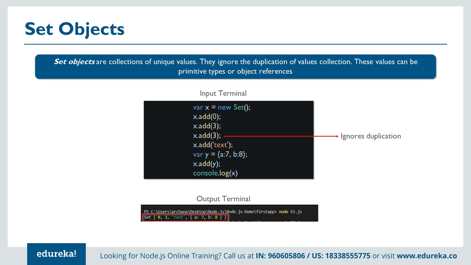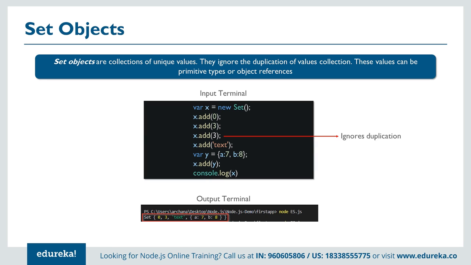So set objects are collections of unique values. They ignore the duplication of values in the collection. These values can be primitive types or object references. So the syntax is very simple. You declare a variable and assign new Set, and then you can add values to the set using the .add method, x.add, and then pass in the values.